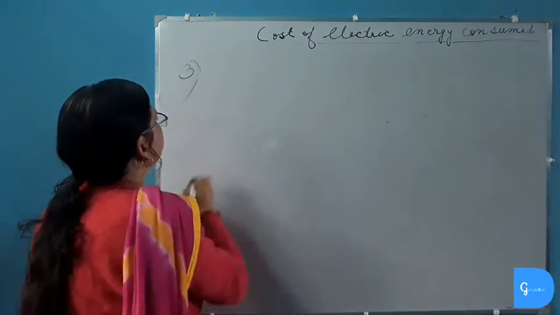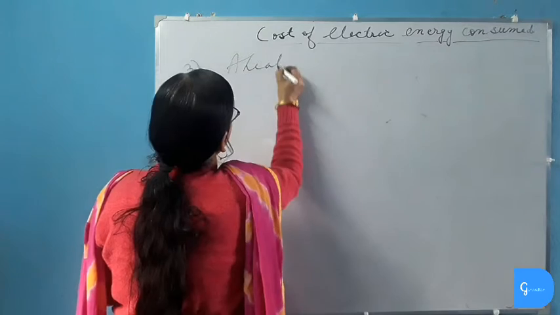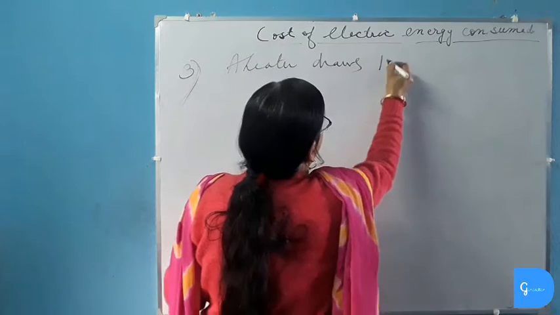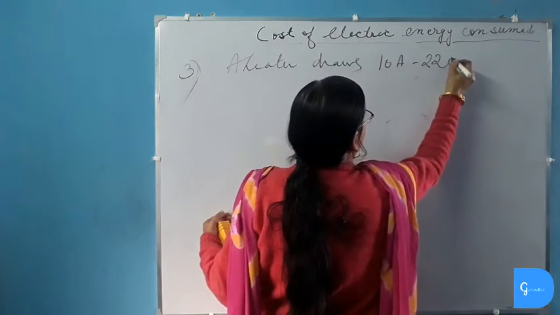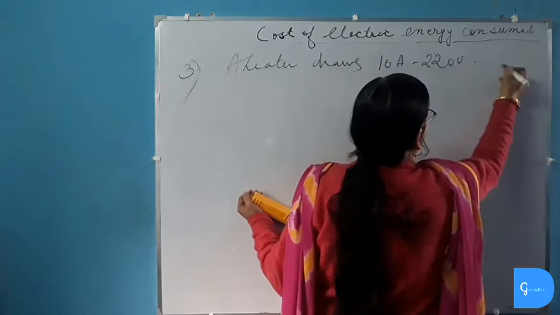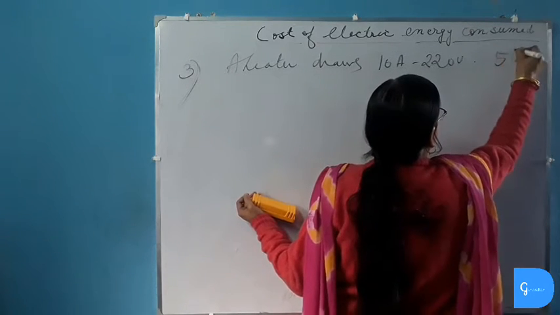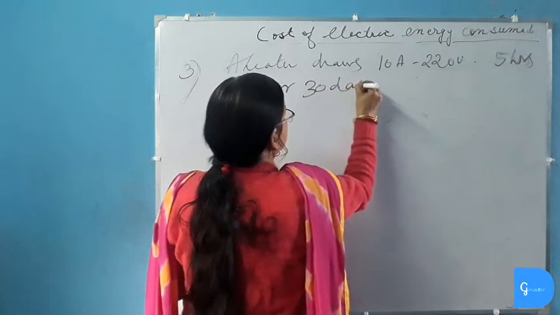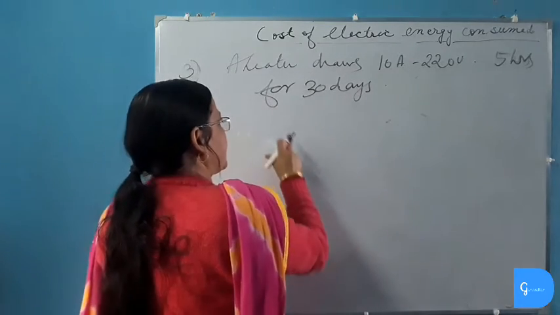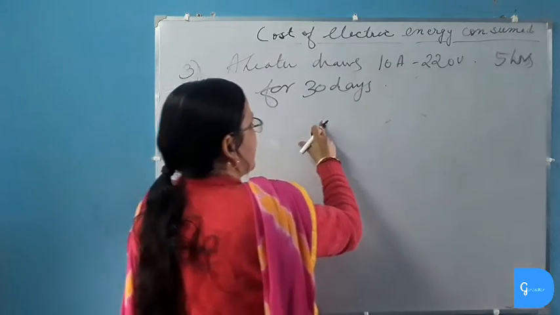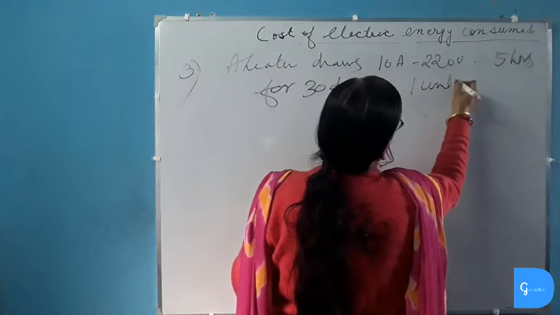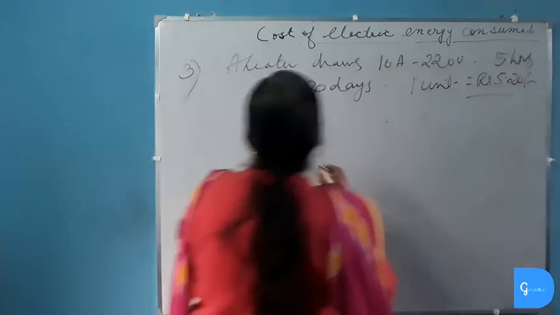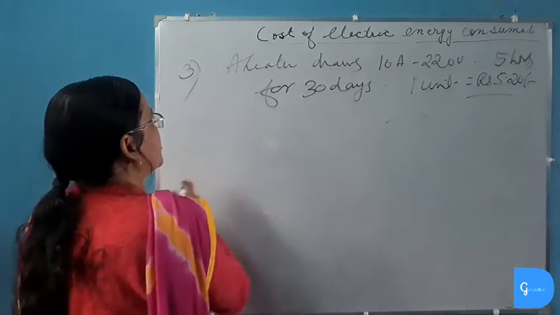Now the third word problem. A heater draws current of 10 ampere from 220 volt and is used for 5 hours for 30 days. Find the electric energy consumed by it, and the cost of 1 unit is given is equal to rupees 5 and 20 paisa. So first of all we will find the power of the electric heater.